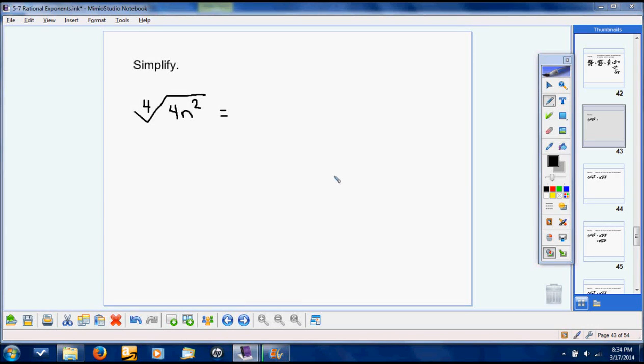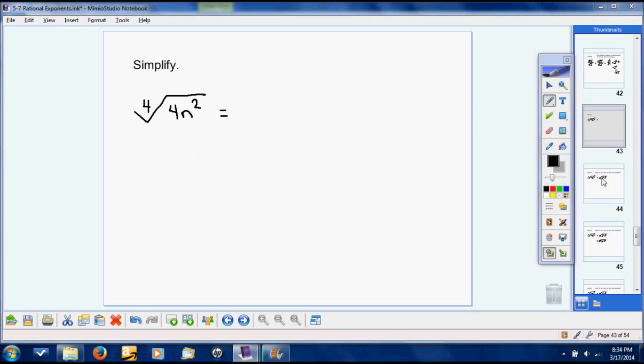Hello, welcome to class. We're ready to work on finishing up that lesson we were doing yesterday on rational exponents. Remember, rational exponents are just fraction exponents. This is still section 5-7, and we're just going to move right along here.